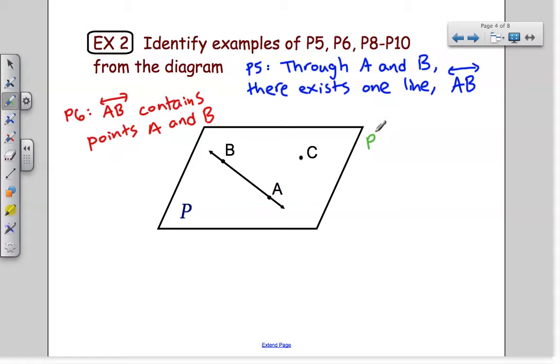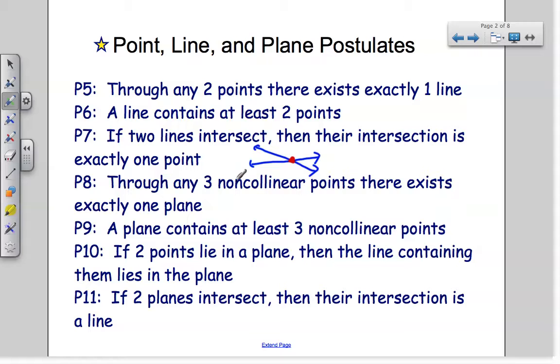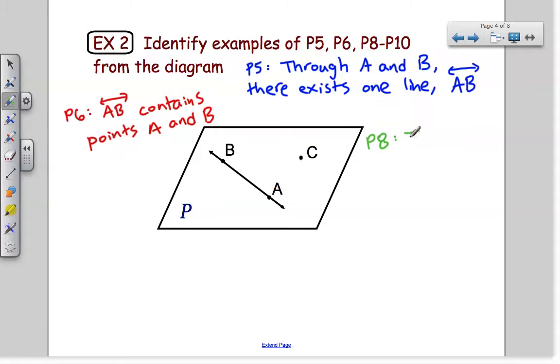I did postulate 5 and 6, and I have to do 8, 9, and 10. What does postulate 8 say? Through any 3 non-collinear, not in a line, through any 3 non-collinear points, there exists exactly one plane. So I have to name 3 non-collinear points and give the plane that goes through them. It said non-collinear points, so I have to make sure that they're not all in one straight line. It said 3 of them, so I have to list A, B, and C, and they are not all in the same line.